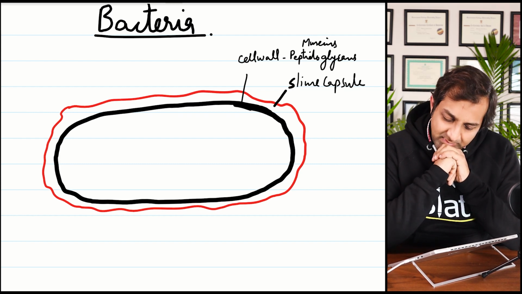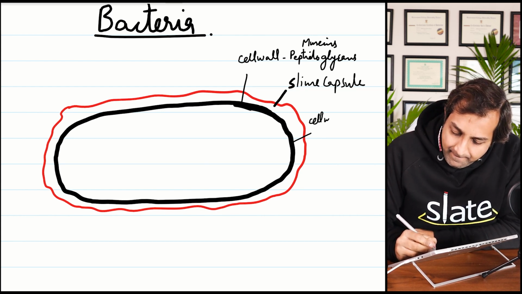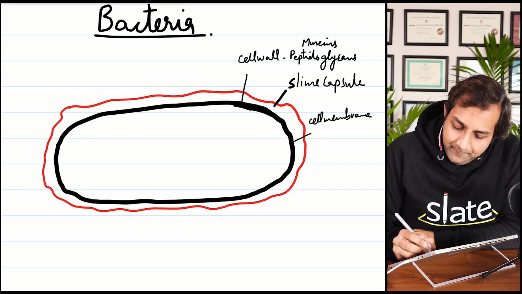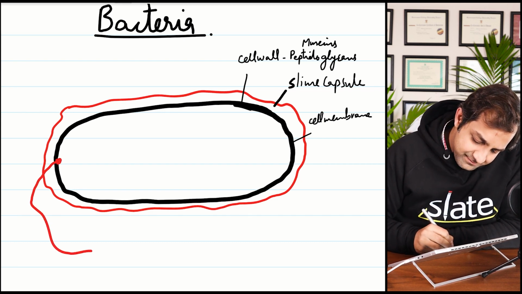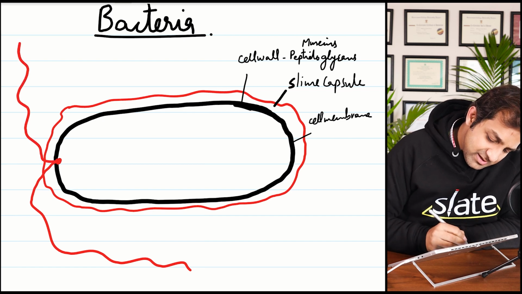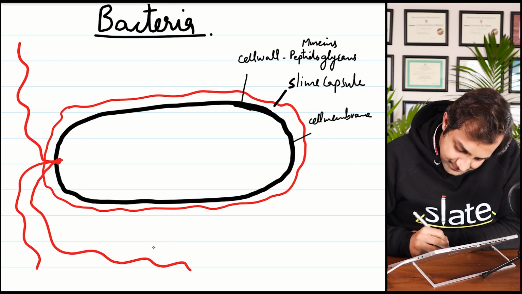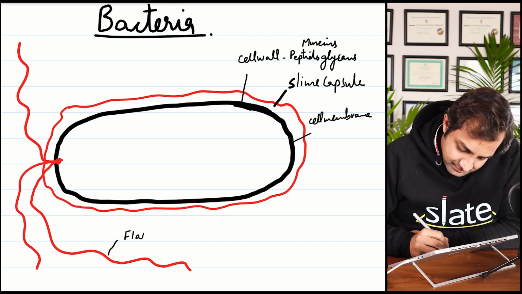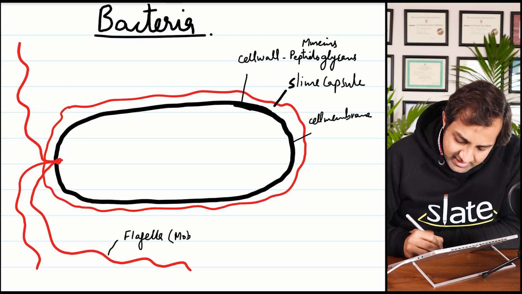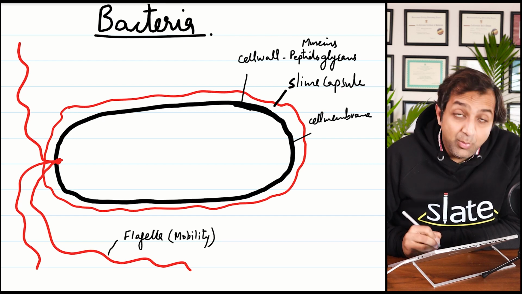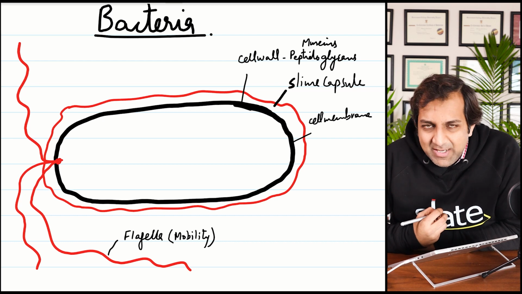All right. Now, inside, of course, we have a cell membrane. Now, there are some bacteria which contain a flagella, and there are certain ones who have more than one flagella on them. Multiflagellates. So this is flagella, and this flagella is there for their mobility. The ones which are carrying flagella along with them are said to be motile bacteria.